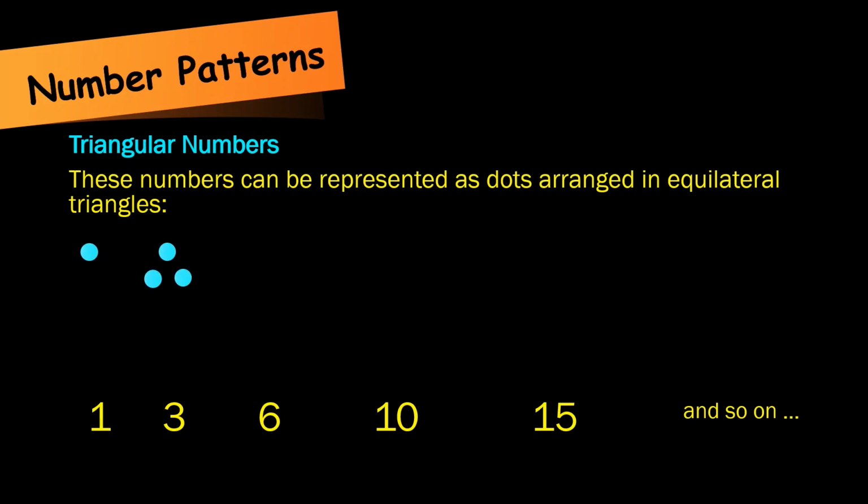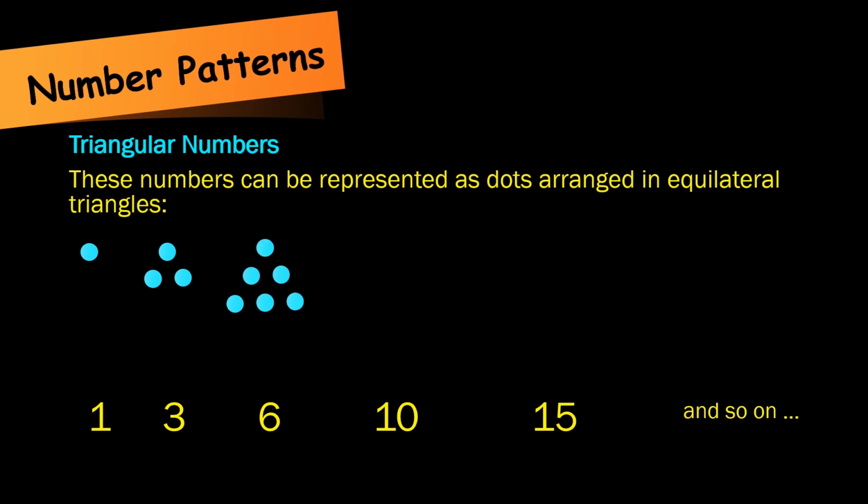Now let's take a look at triangular numbers. These numbers can be represented as dots arranged in an equilateral triangle. So we have 1, 3, 6, 10, 15, and so on. The first triangle is simple, it's just one dot. The next triangle is as shown. One dot at the top and 2 below to form an equilateral triangle.